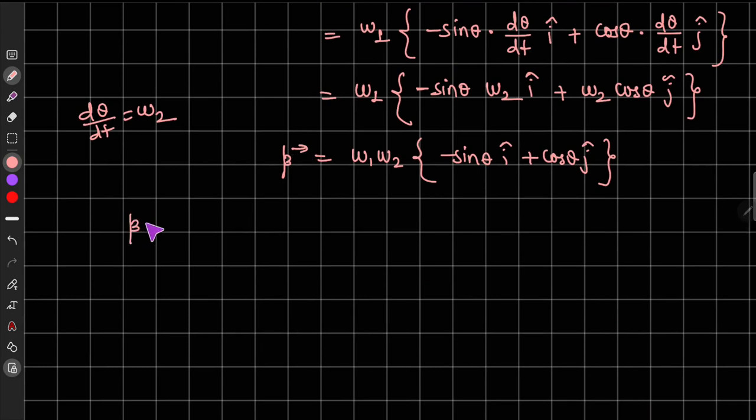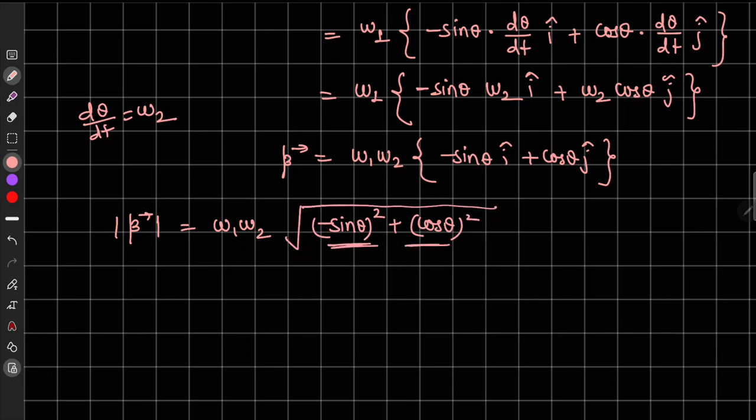Now let us find out the magnitude of this. So we get omega 1 omega 2 times the square root of (minus sin theta)² plus (cos theta)². Sin square theta plus cos square theta is 1. So from here the magnitude of the angular acceleration vector is equal to omega 1 omega 2, and omega 1 we have found as 2 and omega 2 is 2 by root 3. So from here we will get 4 by root 3 radian per second square.